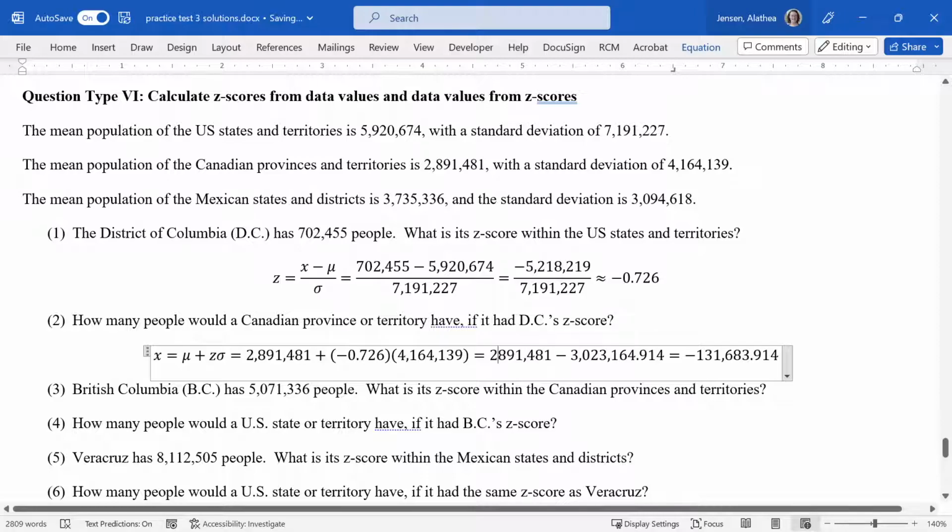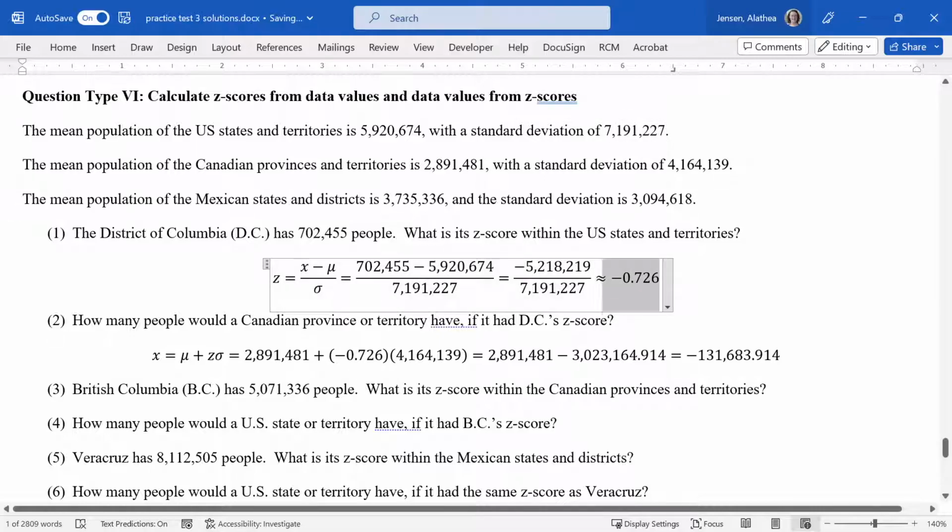But it just comes out weird because Canada's standard deviation is a lot bigger relative to its mean than the US's standard deviation is. So this low of a z-score was a positive population for the US, but that low of a z-score would actually be a negative population for Canada. So I guess we have a zombie province in Canada is the moral of the story. Okay, negative 131,000. I guess that means zombies. All right, whatever. Math comes out weird sometimes.